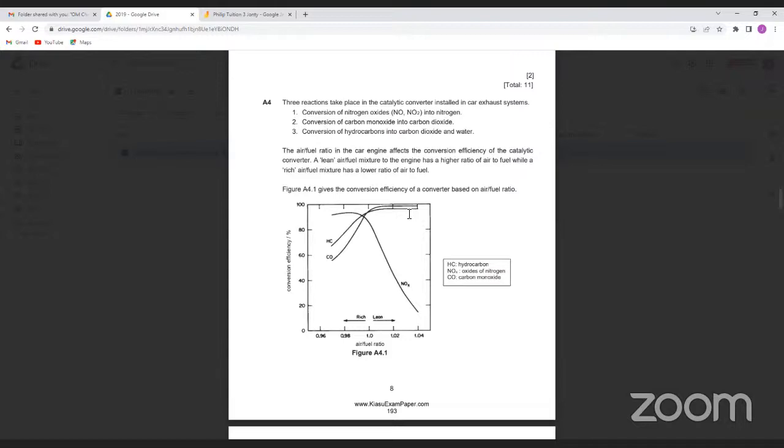Now I'm already leading you to the answer. It has something to do with the air and fuel ratio. Do you need more hints? Air has oxygen.